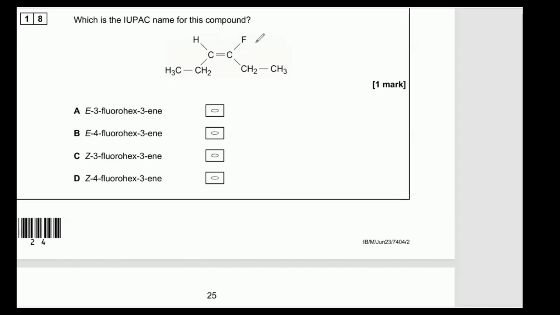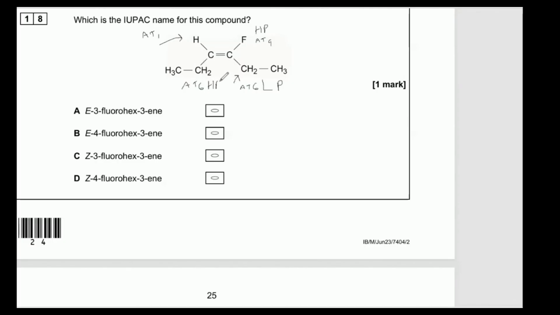What we need to do is use the Cahn-Ingold-Prelog principles to work out high priority and low priority. So fluorine has an atomic number of 9. I go to the group on the opposite side of that carbon atom on the double bond, and it's carbon, which has an atomic number of 6. So fluorine is a high priority. I put HP, and the carbon is a low priority. Then I go to the hydrogen on this side, and it has an atomic number of 1. So carbon, as we've said before, has an atomic number of 6.